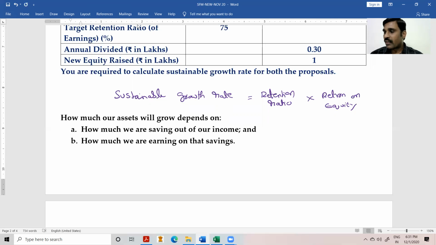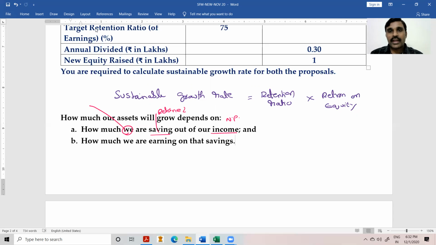So here 'we' refers to the company. How much is the company's income? Company's income is net profit. How much is saving? Saving is nothing but retained earnings. The total income earned by the company is net profit. Out of that, whatever is retained within the company is nothing but retained earnings. The balance is given away. How much the company will grow, not how much shareholders will grow. Sustainable growth rate is the growth rate of the company.